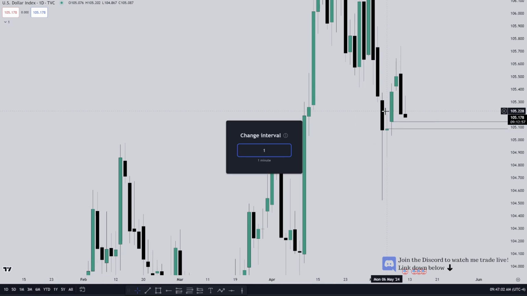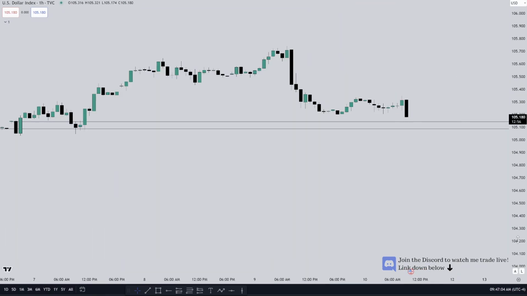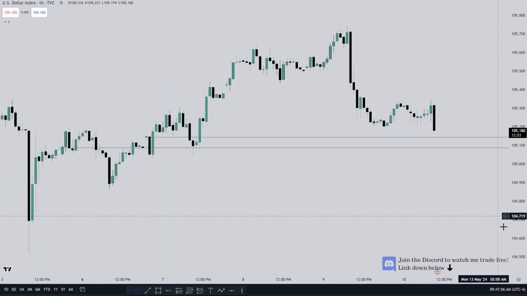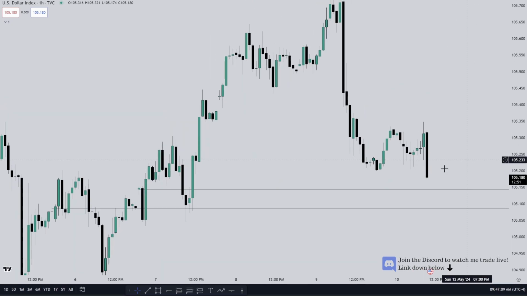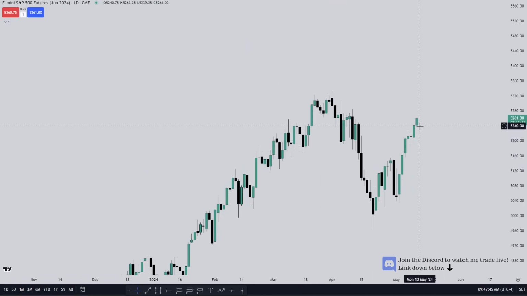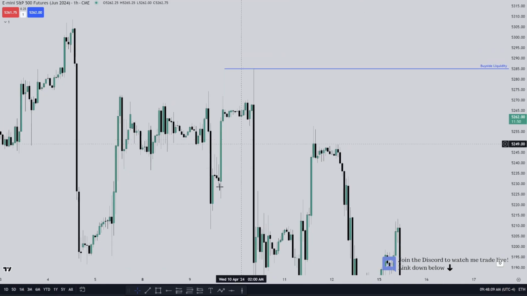All right, simple enough. Let's go to the hourly chart. Pretty clear, easy to see where we're headed. We also have sell side underneath this low. Just cleared sell side here, relative equal lows. S&P, we have buy side above this high. This is a little bit more realistic.